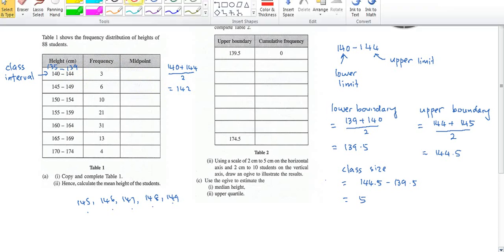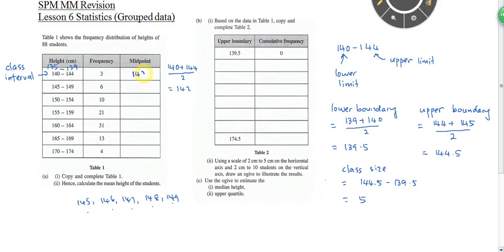Okay, now we have the midpoint for the first class interval, 142. So how about the next midpoint? You want to find the midpoint for this one, same thing, you take 145 plus 149 divided by 2, you get 147. Actually you don't have to calculate for every class interval. The class size over here is 5, so the midpoint will keep on adding 5. So it will be 142, 147, 152, 157, 162, 167, and 172. These are all the midpoints of the class intervals.